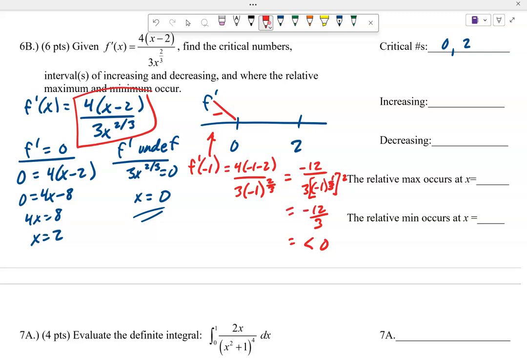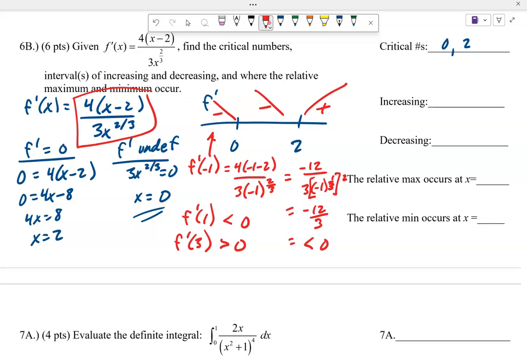Let's go ahead and plug in f prime at 1. That'll also be less than 0 if you plug that in. So we're going to be decreasing. Let's plug in f prime at 3. And you'll have a positive on the top. You'll have a positive on the bottom. So that'll be positive. The original function then must be increasing.